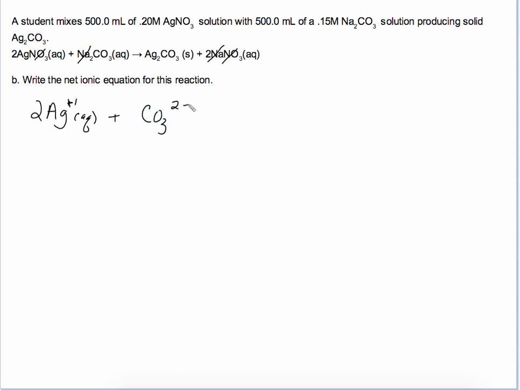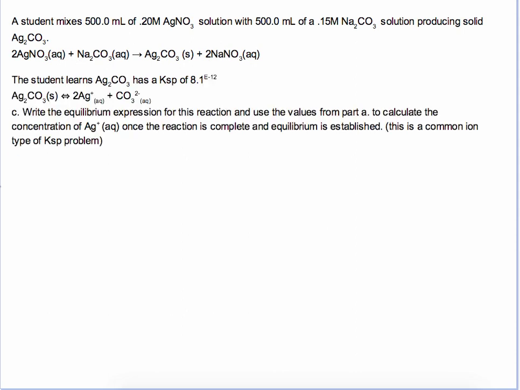Plus a carbonate ion, CO3 2 negative, aq, gives Ag2CO3 solid. Remember, your net ionic equation should balance in terms of atoms, 2 silvers, 1 carbonate, and it should also balance in terms of charge. 2 positives and 2 negatives make this side a net of 0, and this is just a solid, so it's 0. Okay, next.